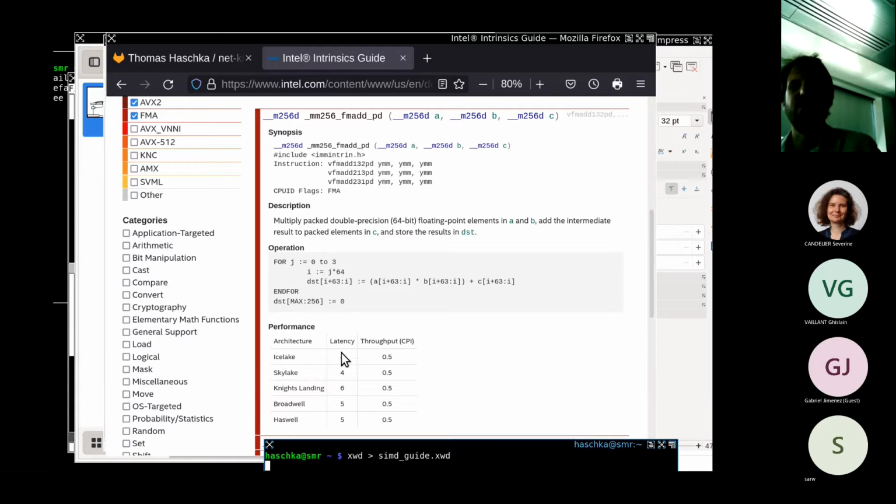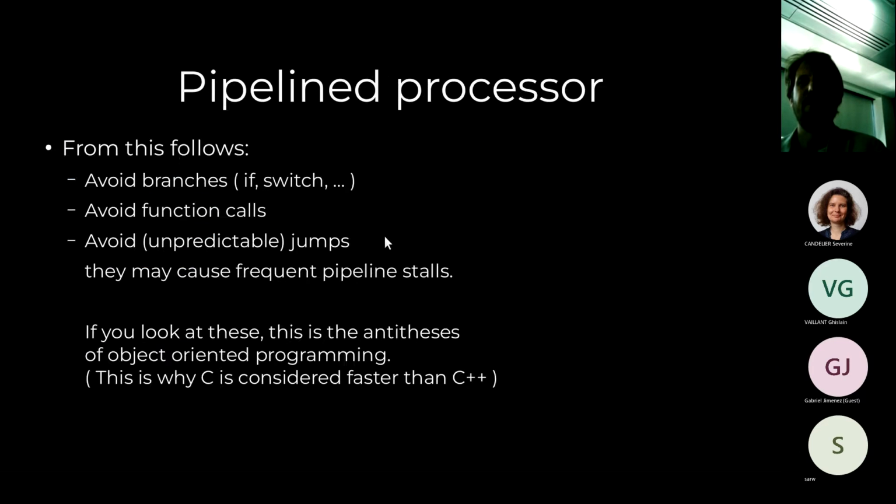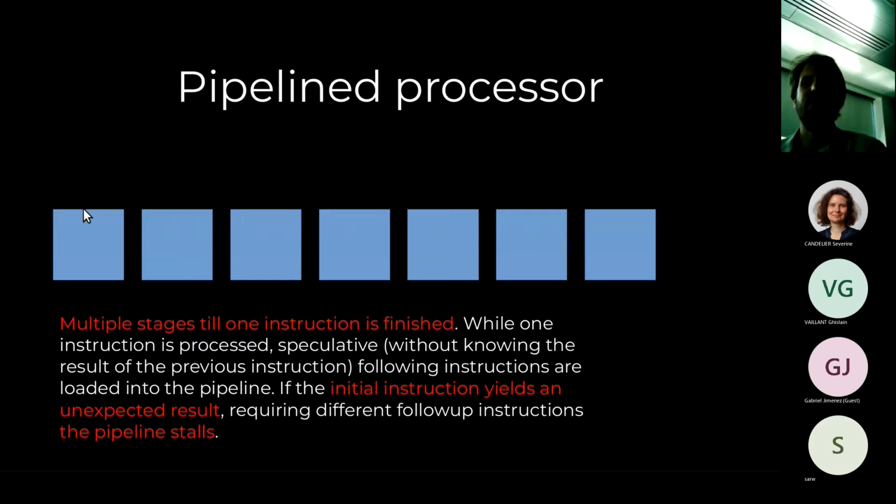And they're really nice because they tell you, for example, if you call this in your C code, you have a latency of 4, so it takes 4 cycles to get the result. But you have a throughput of 0.5, which means you can finish 2 of these instructions per cycle. The story is that when we have this pipeline, it takes 4 full cycles to get here, but once you're here, you can finish 2 at the same time. That's what this tells you here.